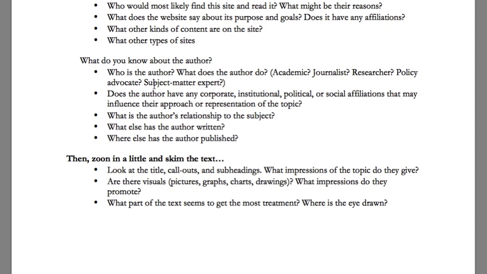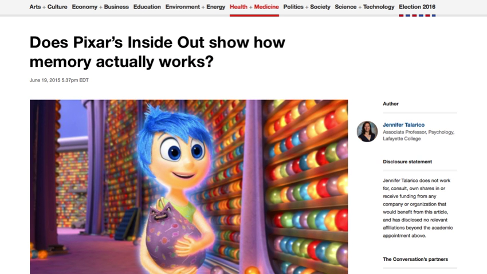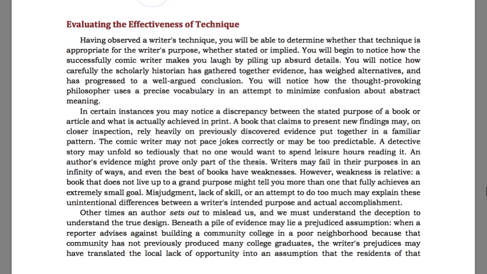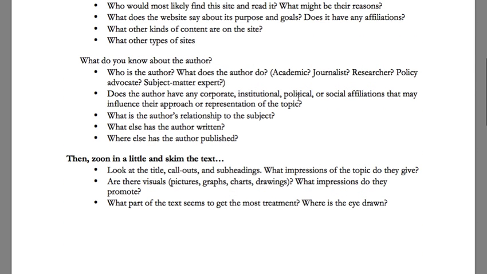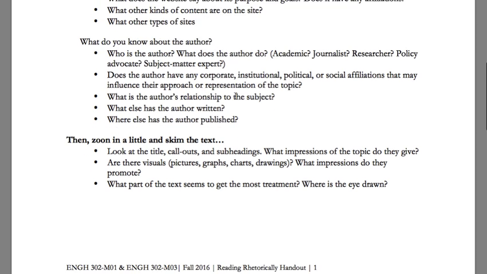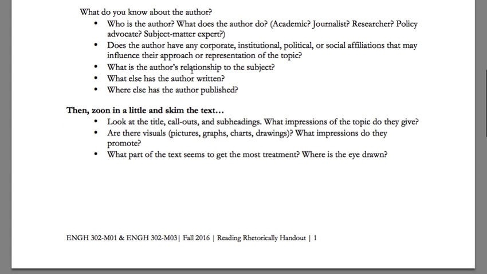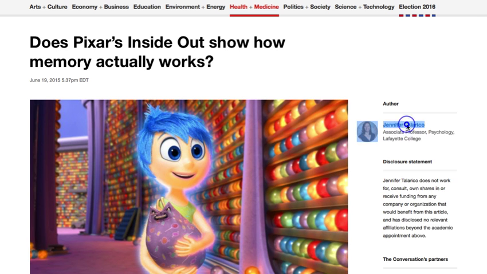We've looked a little bit at the author, subject expert. They've got an institutional affiliation, I think it's Lafayette College. Yes, Lafayette College, the Department of Psychology. But other than that, they don't have any corporate or political affiliations that are relevant to the subject. They're a psychologist. We could look up more information about the author.